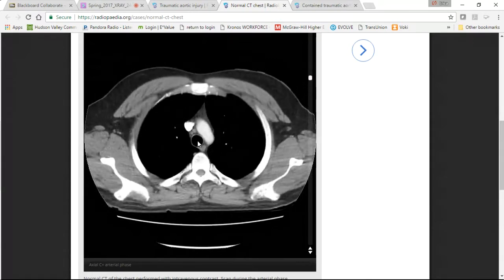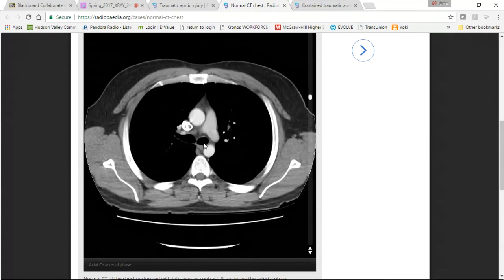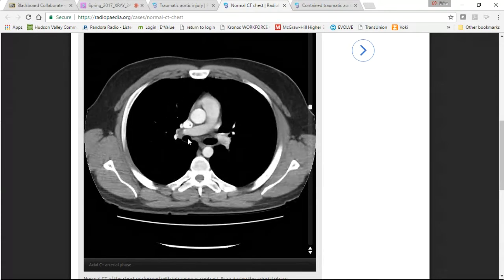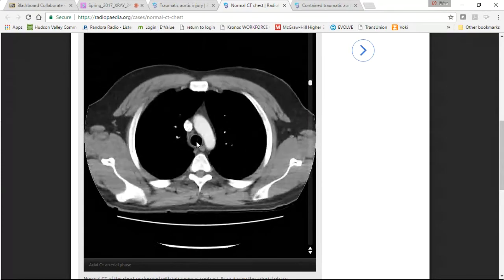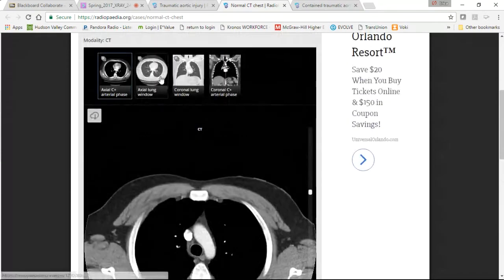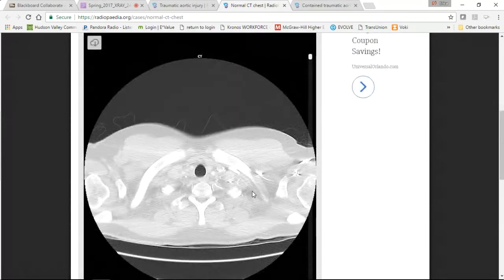I do want you to know trachea. I want you to know carina, right and left main stem bronchi until the right and left branch their first time. Okay, so that would be something you would have to know for a test. Let's switch over to our lung window and look at the same thing.